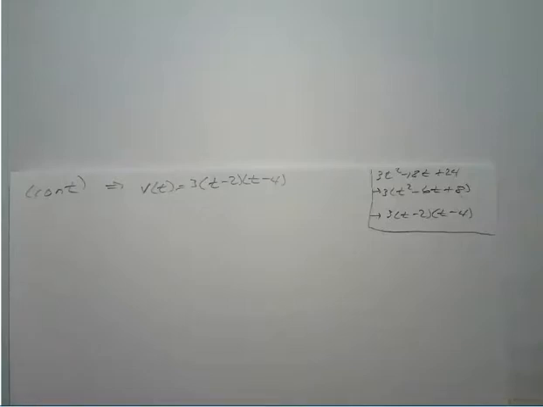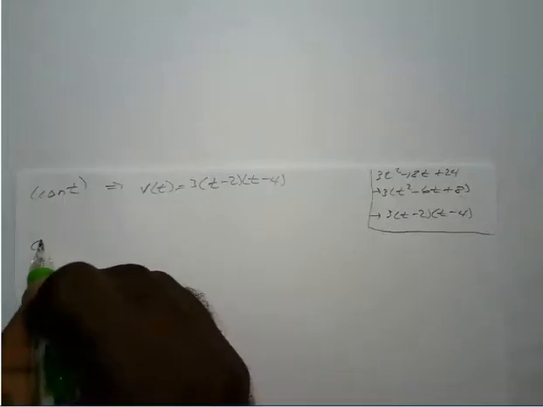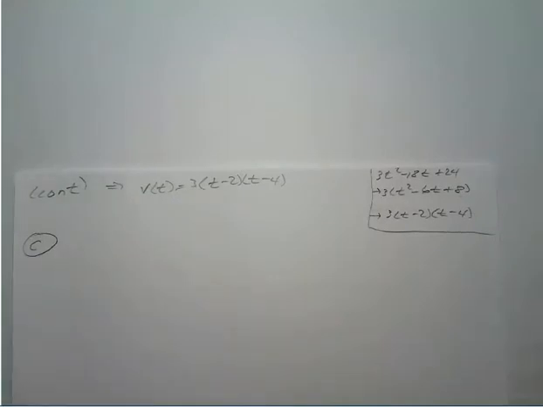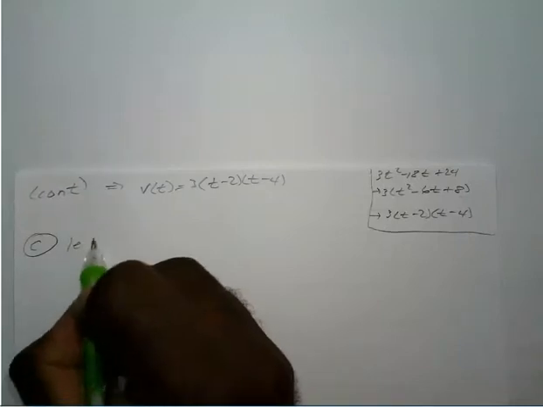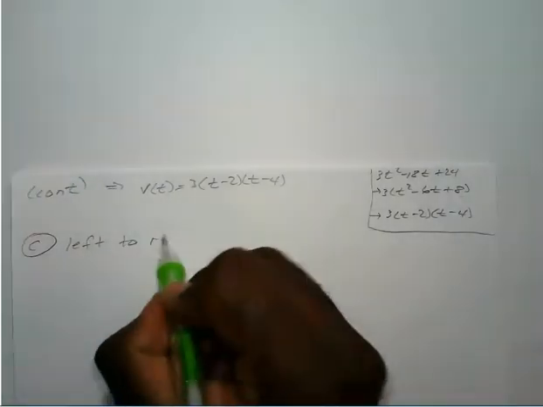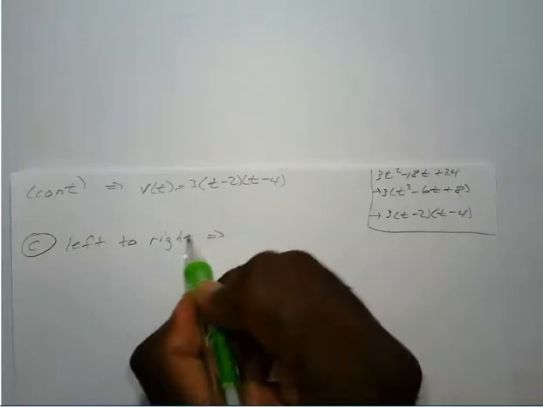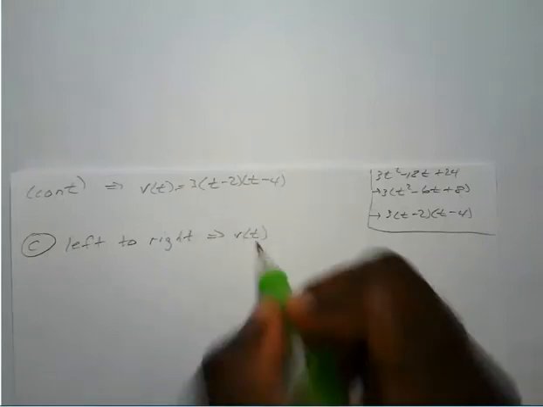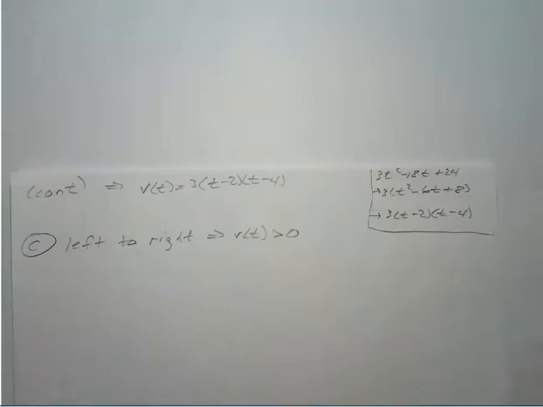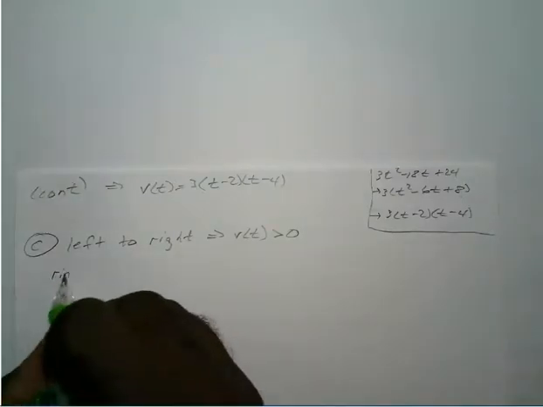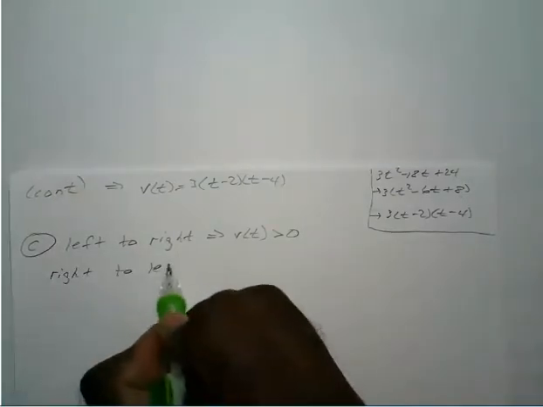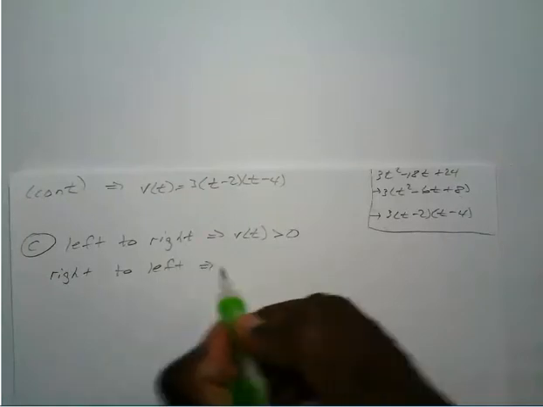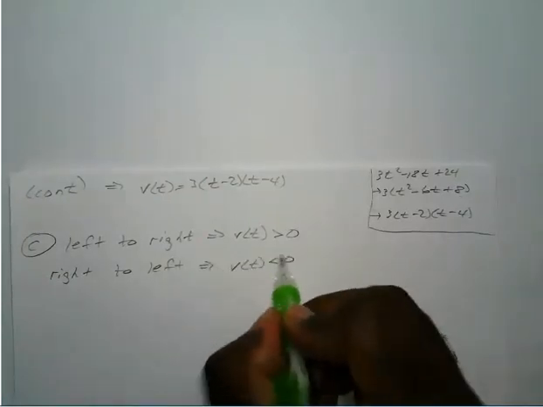Okay, so now we want to know on what intervals is the particle moving left to right and right to left. Left to right, remember, that's going in the positive direction, so your velocity will be positive. Right to left means that your velocity is going to be negative.